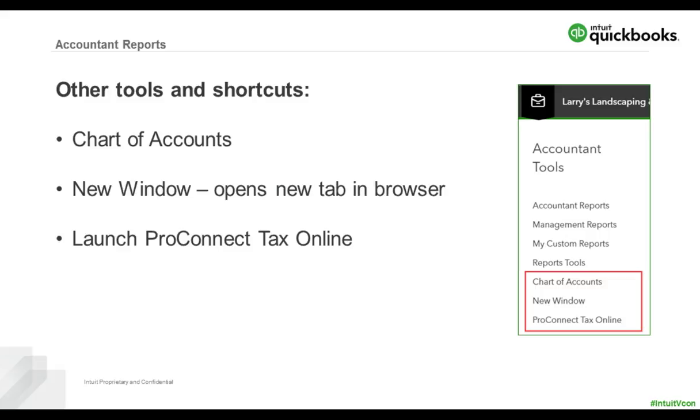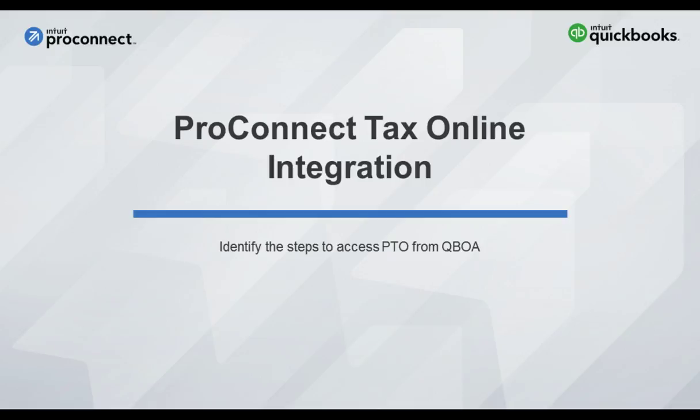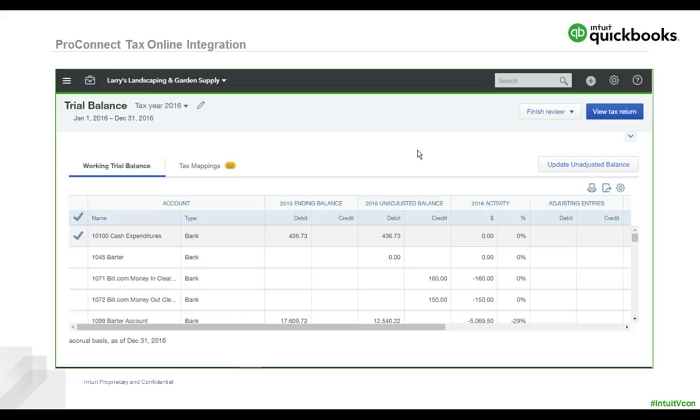So if you're not using Chrome or simply don't like to right-click, you can use new window off the accountant toolbox. And then finally is a shortcut to ProConnect Tax Online. I'm going to save some more syllables and refer to that as PTO, which is the cloud-based tax application that Intuit offers. So Intuit has 3 offerings in the professional tax preparation. One is Lacerte, the other is ProSeries, and the third, the only cloud-based solution, is ProConnect Tax Online.